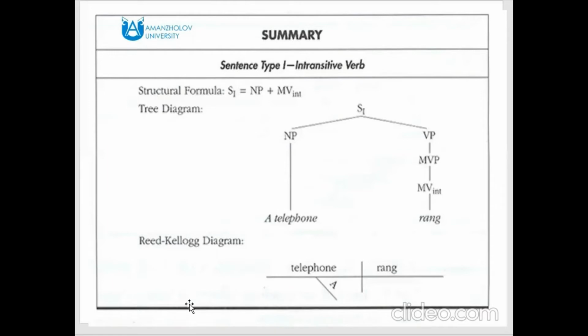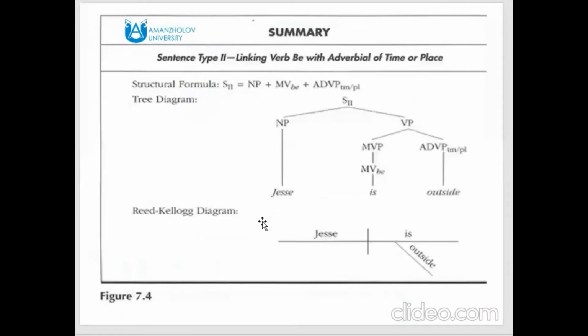Look at the following example. Jesse is outside. If we divide this sentence into its constituents, a noun phrase subject and a main verb be, we will see that the verb phrase is obligatory; it cannot be shortened to Jesse is. The adverb outside is essential. In type 2 sentence, a form of the linking verb be requires an adverbial complement that completes the predicate and expresses place and time of the subject.